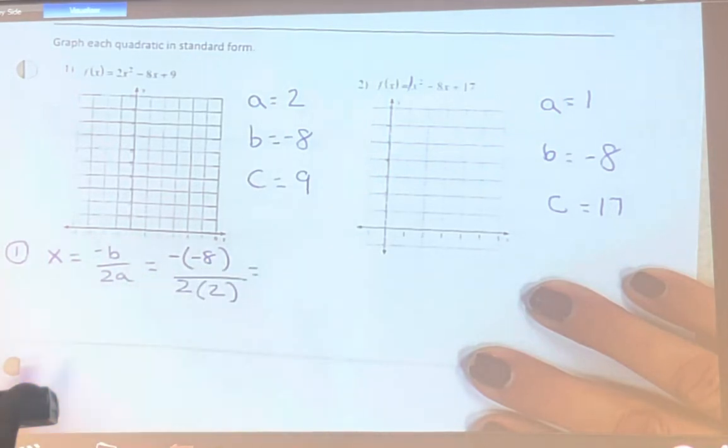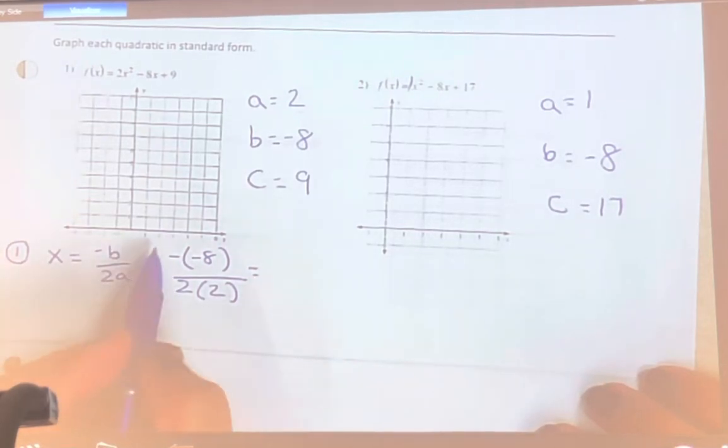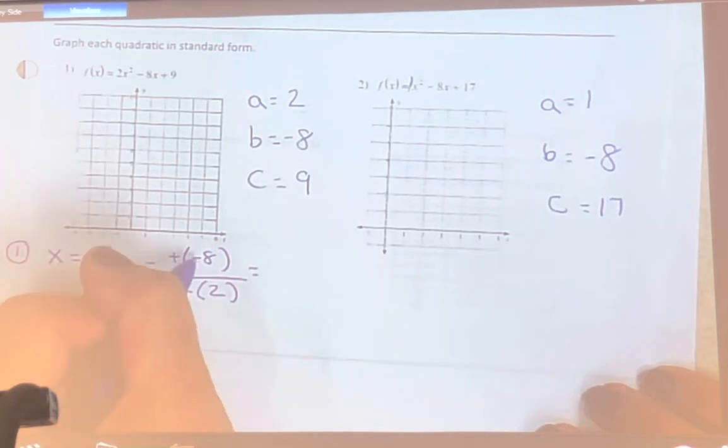So what about the C? We will get there, my friend. So we're not going to use C a ton right now, but I just want you to get in the habit of seeing it. Okay, so negative times a negative is positive.